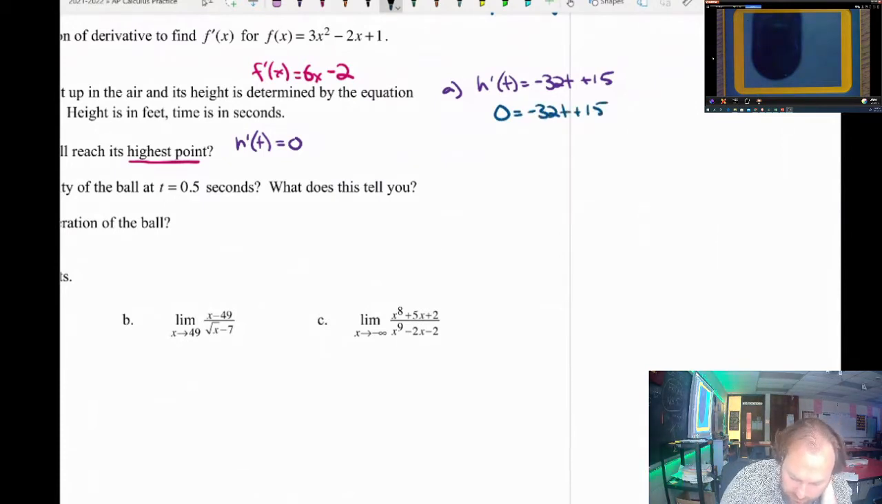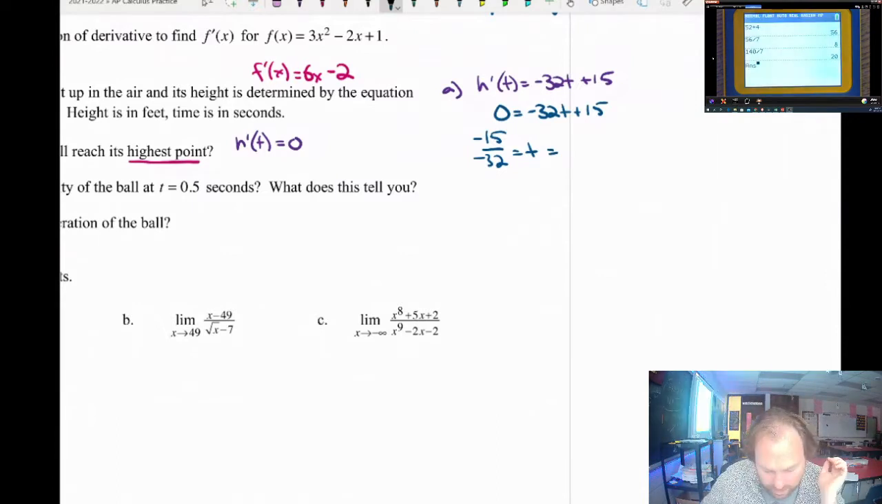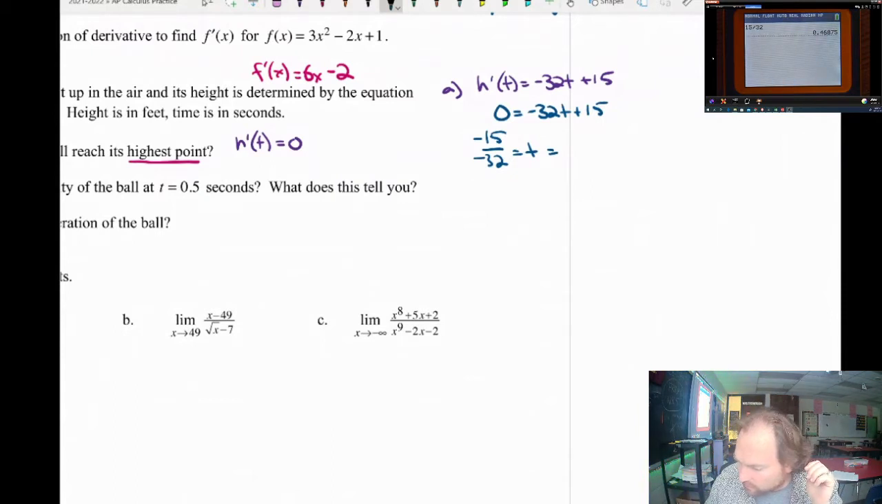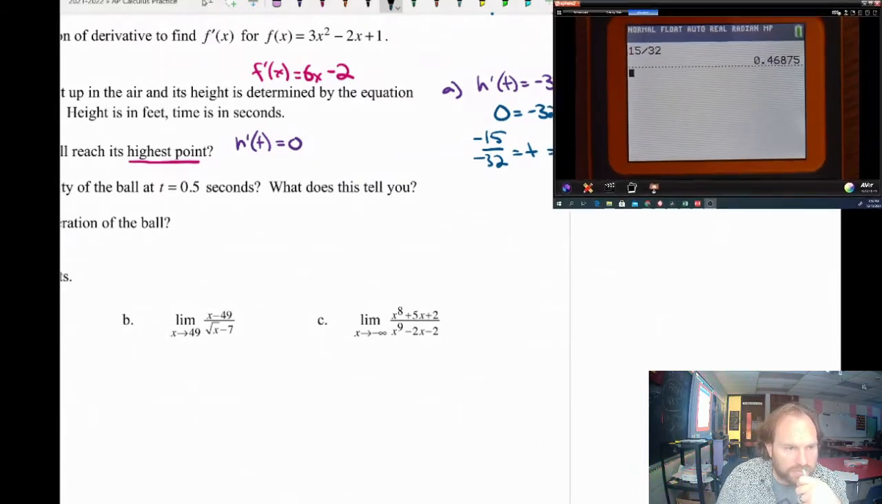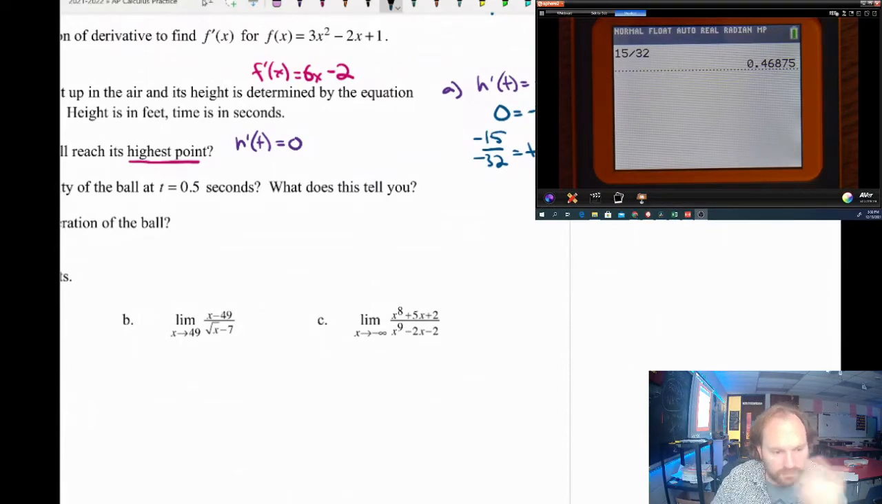So, if we subtract 15 and then divide by negative 32, that will tell us the answer, which will not be a nice answer, but it will be an answer. 15 divided by 32. Looks like it's 0.46875. I'm going to just use that decimal for the rest of today. In fact, for a calculator-heavy question like this, I would recommend that we just keep that number right there because we're going to use it by using the calculator's recall features here.